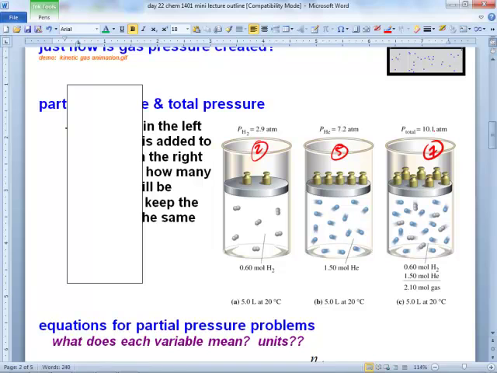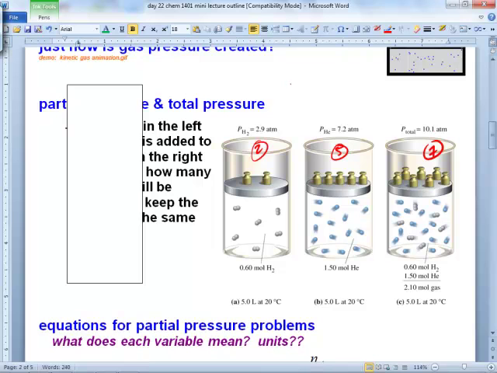So if you had 2.9 atmospheres of one gas and 7.2 atmospheres of the other gas, you put them in the same container, well, then your total pressure, just add them up, 10.1 atmospheres, as long as you keep the volume and the temperature the same. Right? So you can just add up, because pressure doesn't know what gas is which. Pressures, they just add up, right?